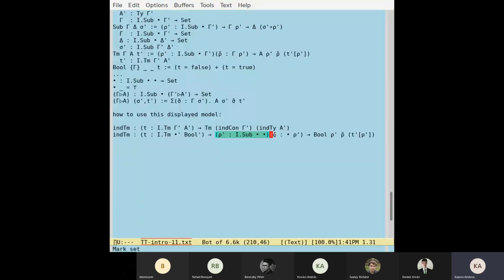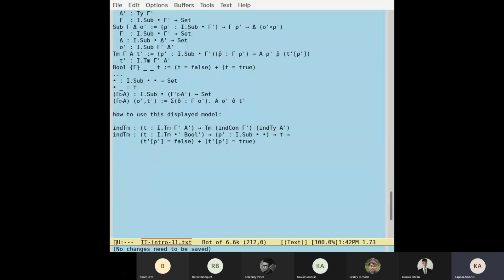So rho prime is just this. What is the empty context? I just said it's constant unit. So here I have an input constant unit, top. And what is the relation for bool? It's this one, where t is this. So what I get, in fact, is that t substituted by rho prime is equal to false, or t substituted by rho prime is equal to true. This is what I get in the end.